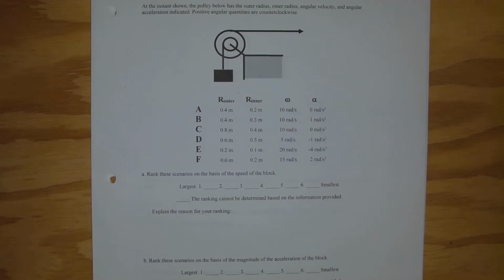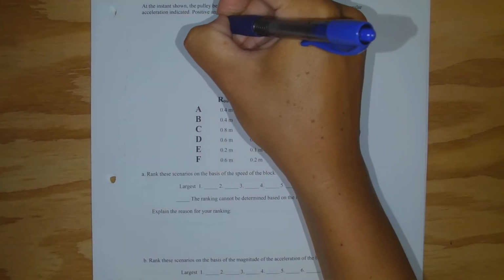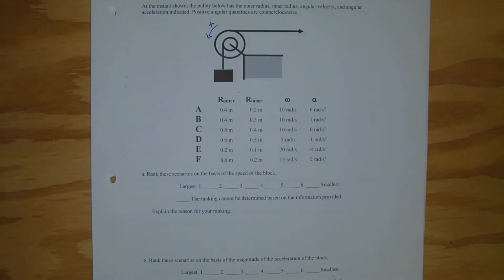At the instant shown, the pulley below has the outer radius, inner radius, angular velocity, and angular acceleration indicated. Positive angular quantities are counterclockwise. So this is the positive direction.